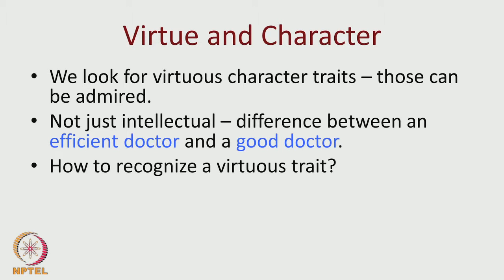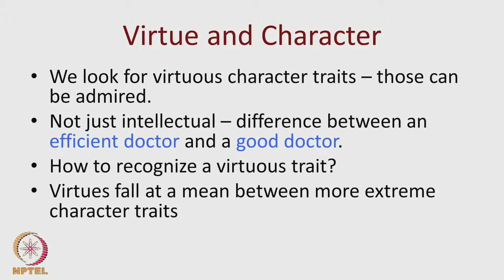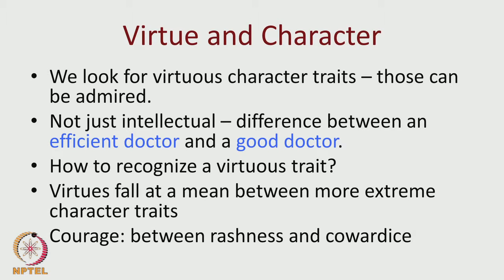So, how can we recognize a virtuous trait? Virtues fall at a mean between more extreme character traits. This is what Aristotle says. Aristotle asks us to look for the mean, the golden mean between the extremes. He gives an example of courage and many other examples he cites. Courage is a virtue and it appears between rashness and cowardice.